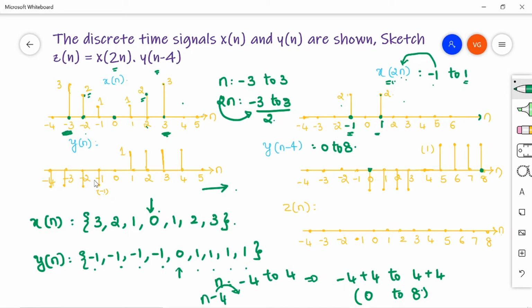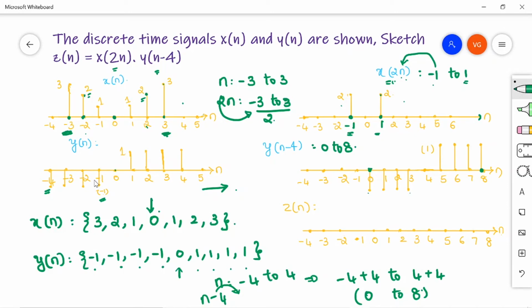So if you move it, at n is equal to minus 4, I have an amplitude of minus 1, that will fall at n is equal to 0 for my new signal, that is y of n minus 4. Similarly, at n is equal to minus 3, minus 2, minus 1, I have an amplitude of minus 1 that goes here at n is equal to 0 to 3.